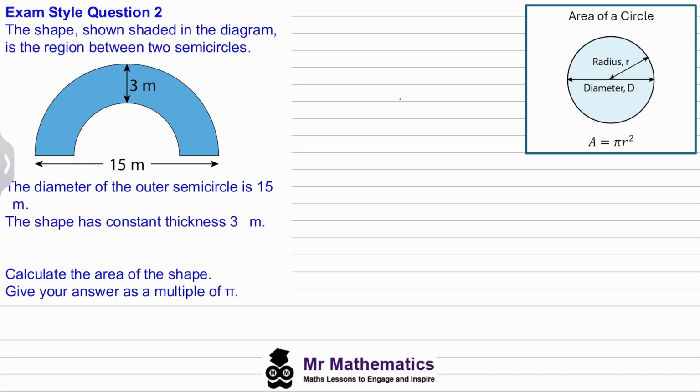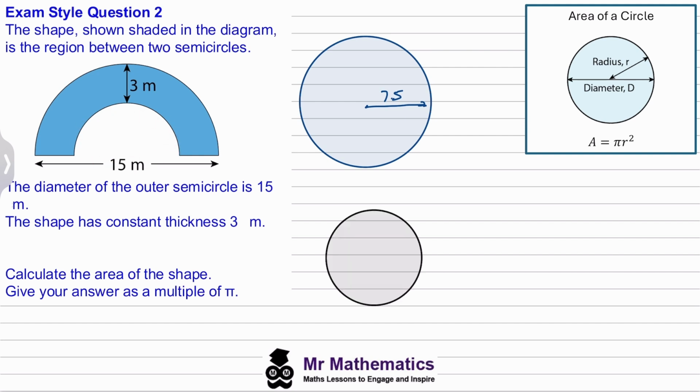Okay, so if we think of this as 2 circles, we've got a big circle where the diameter is the 15, so the radius will be half of that. And then if we have a smaller circle, this is the one in the middle. And to work out this radius, this will be this length. Well, if all of this is 15, and each of these are 3, then the diameter of our smaller circle will be 15 take away 6, which is 9. So the radius will be 4.5.